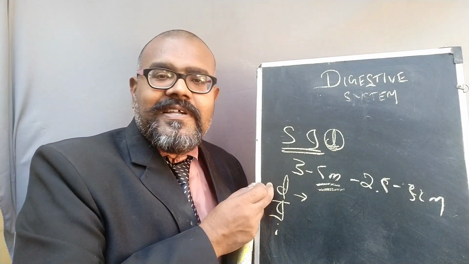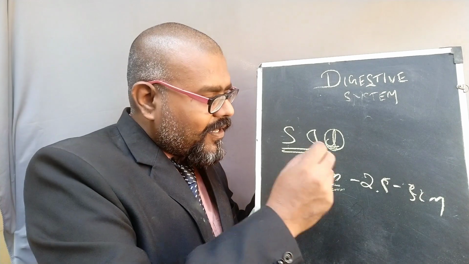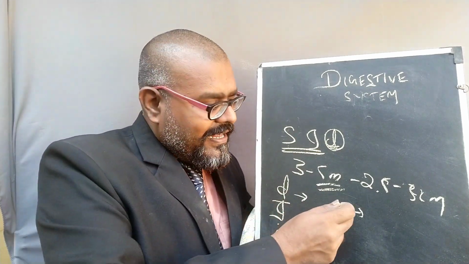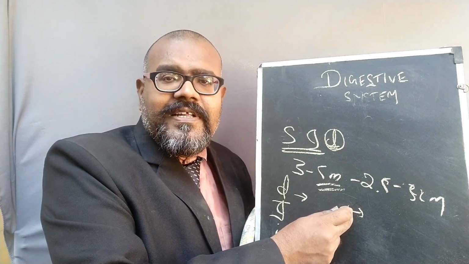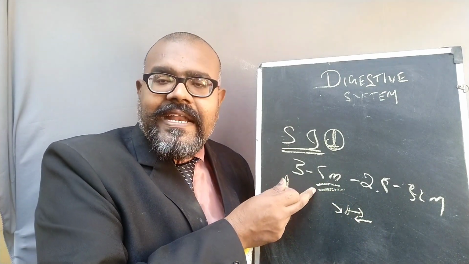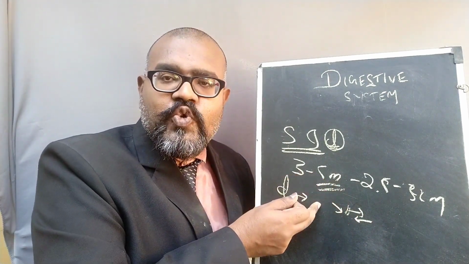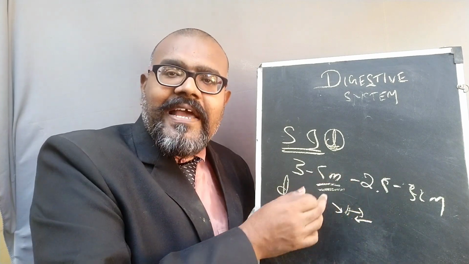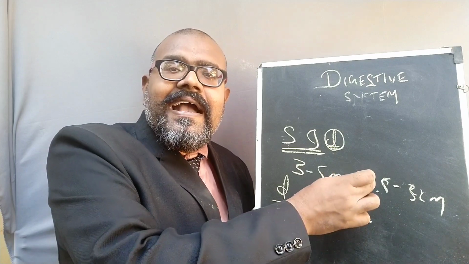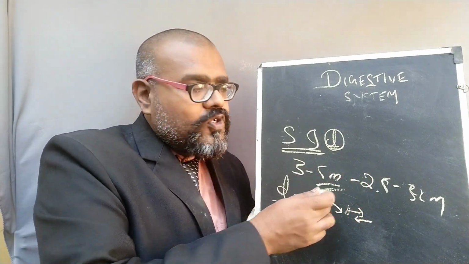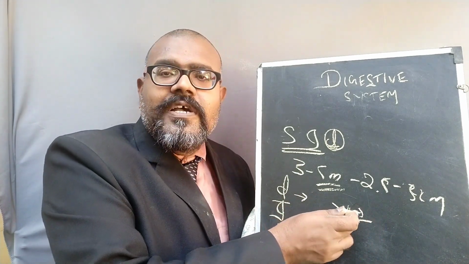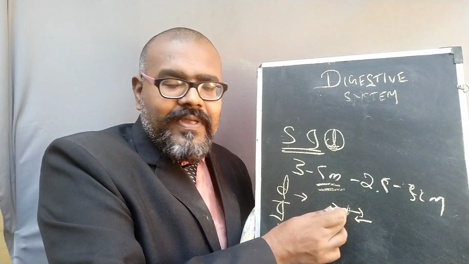Let me see what the duodenum parts are. We know that the duodenum is the starting region of the small intestine. Along with the duodenum, the pancreatic duct and the bile duct join. The pancreatic duct carries the pancreatic juice, and the bile duct carries the bile juice from the liver. The duodenum carries the chyme from the stomach. So the chyme, the pancreatic juice and the bile juice come together in the duodenum.